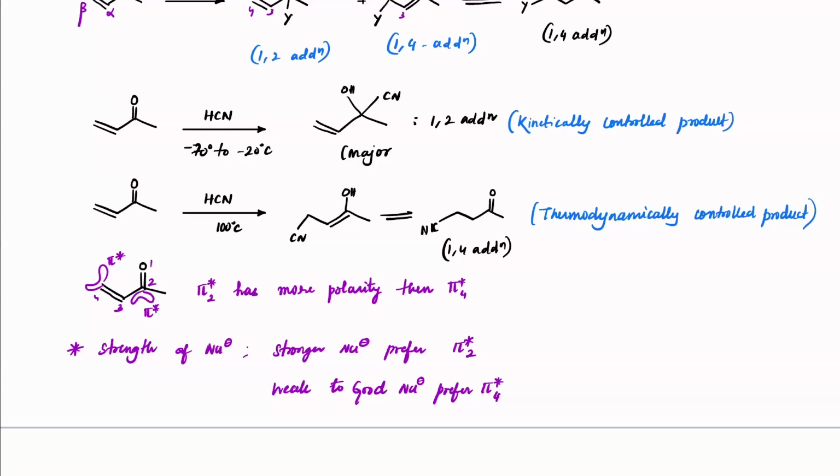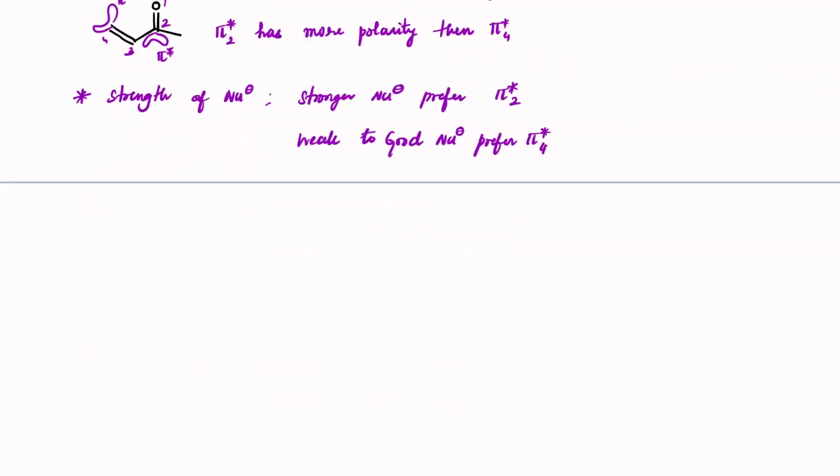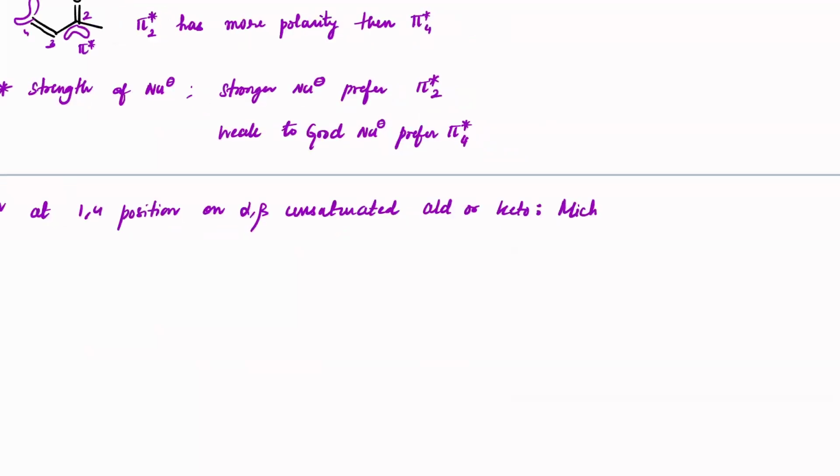Any addition that happens at the 1,4 positions on an alpha beta unsaturated aldehyde or ketone, we call it Michael's addition or Michel's addition. You can call it either one. So this is what would happen. Clear?